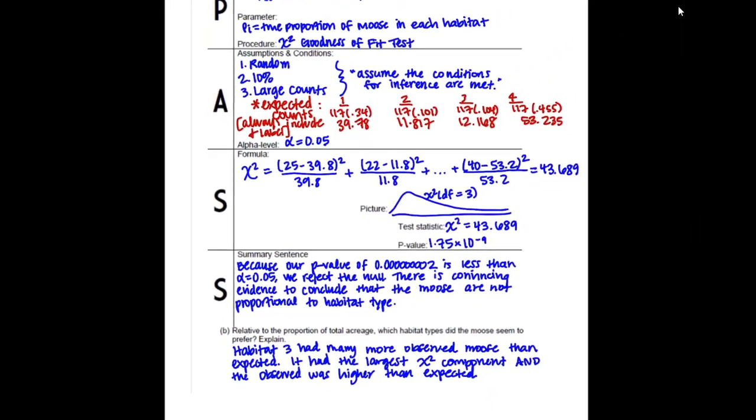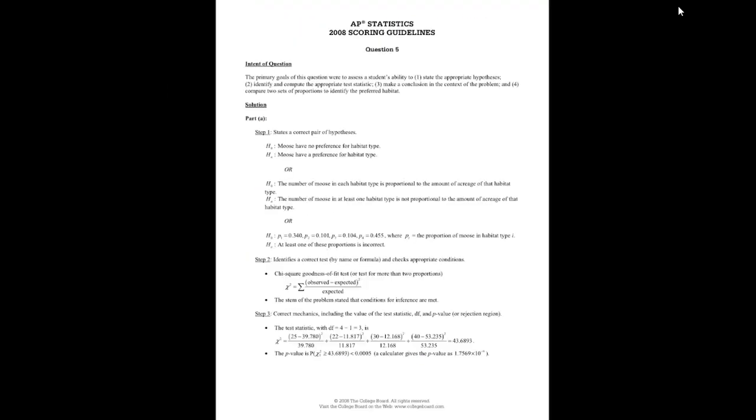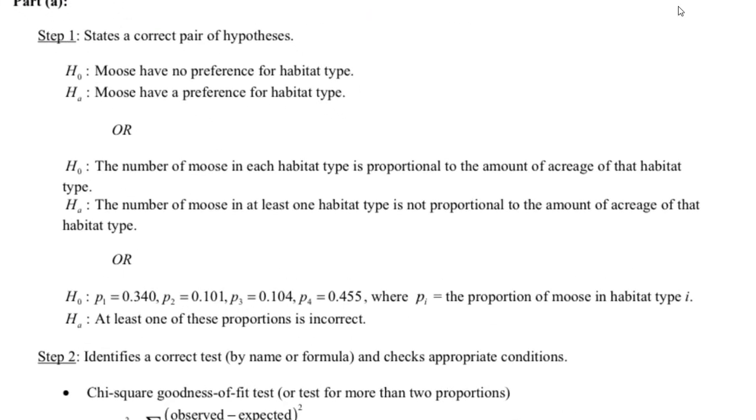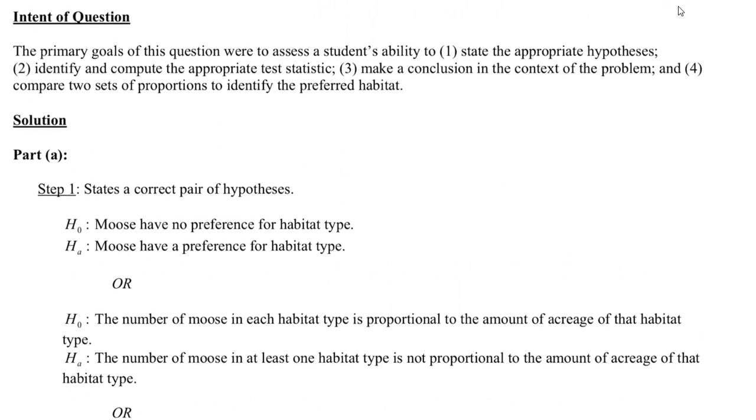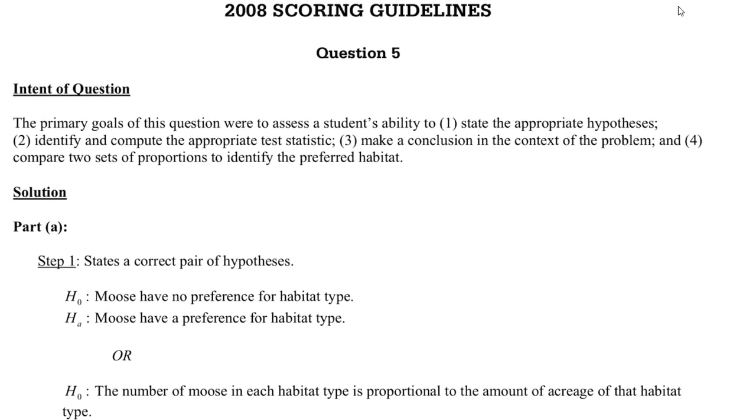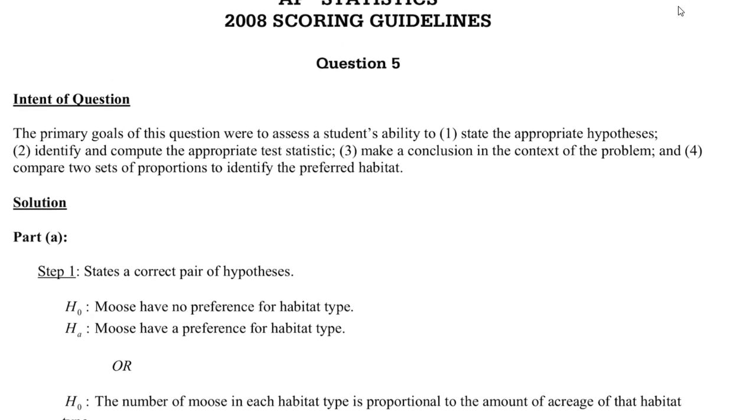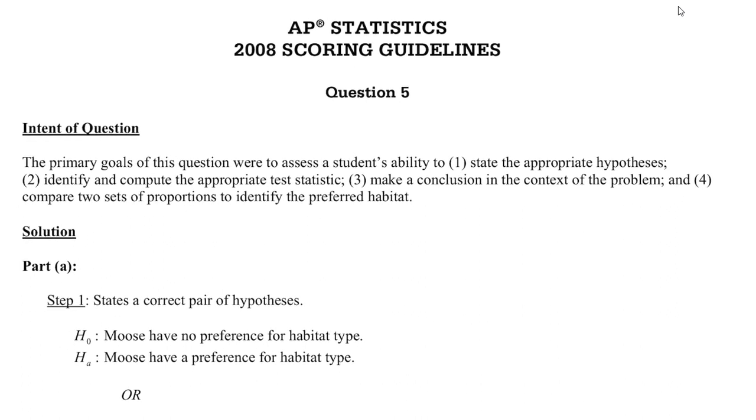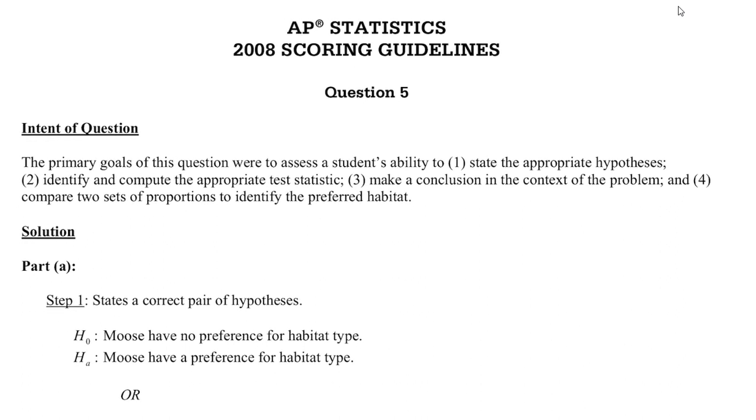Now let's look at this in the AP rubric. So there's a lot of options for how you can score this, but let me just show you a couple things. So this was 2008 question 5, and this will be linked in Canvas as well. The primary goal of this question were to, 1, assess the ability to state the hypotheses, identify and compute appropriate test statistic, make a conclusion, and compare the 2 sets. And so these are 4 different points. Each thing right here is a point.